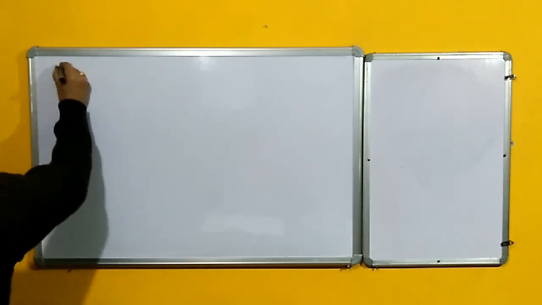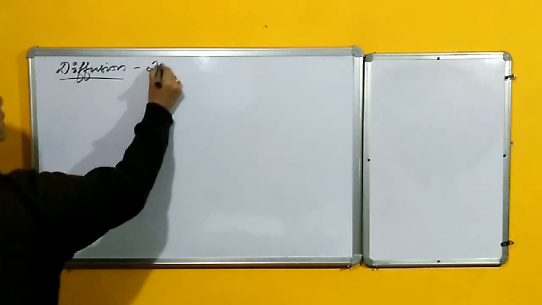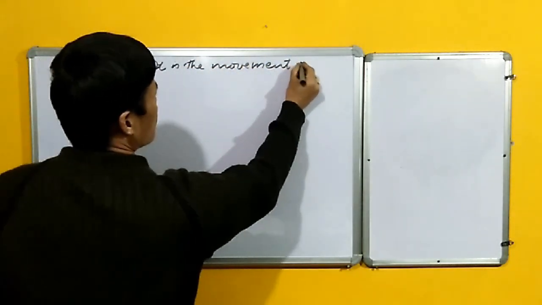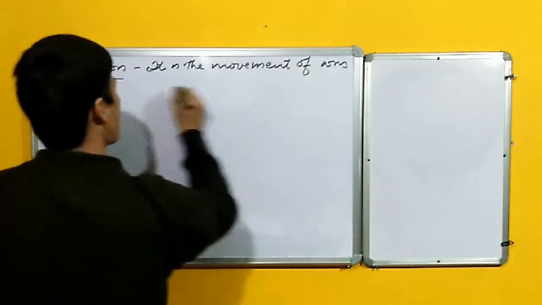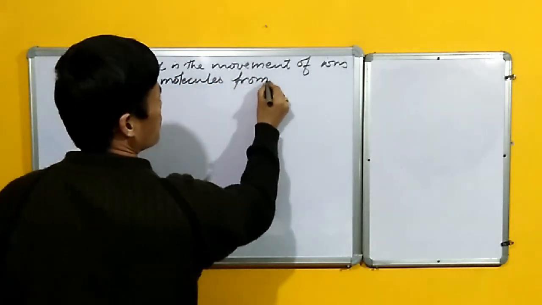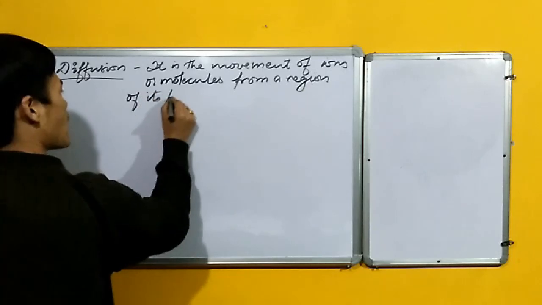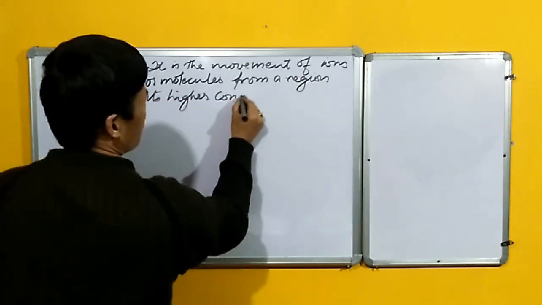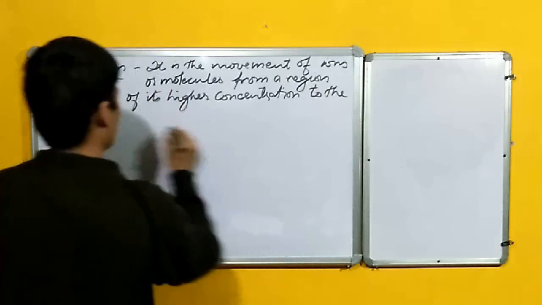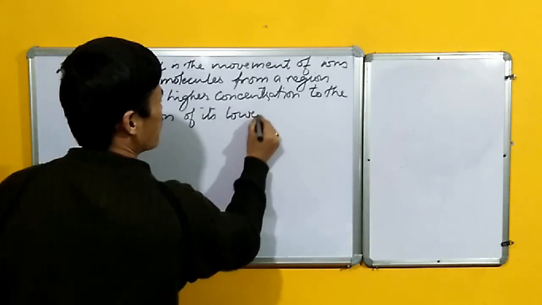Next we come to diffusion. It is the movement of ions or molecules from a region of its higher concentration to the region of its lower concentration.